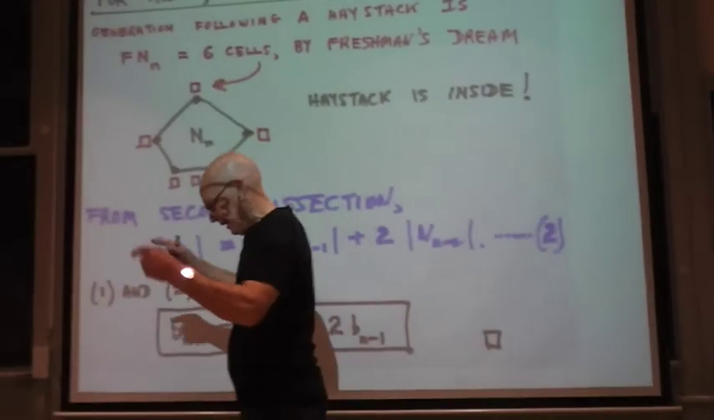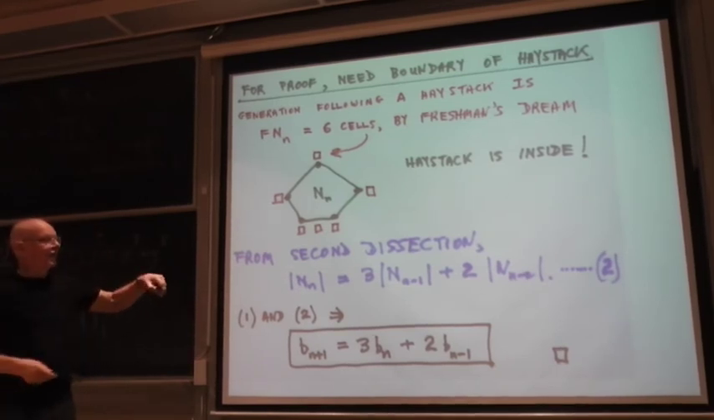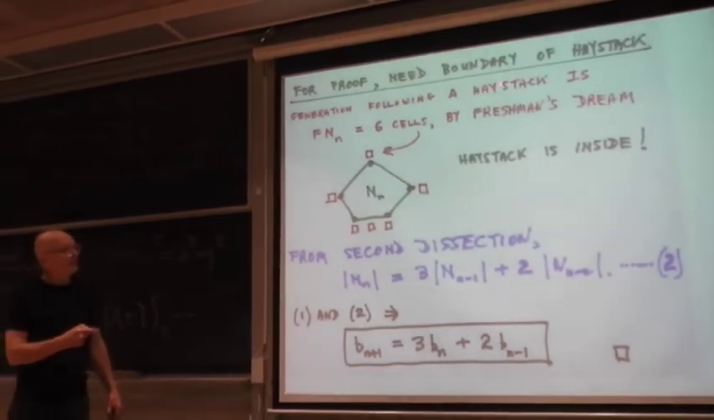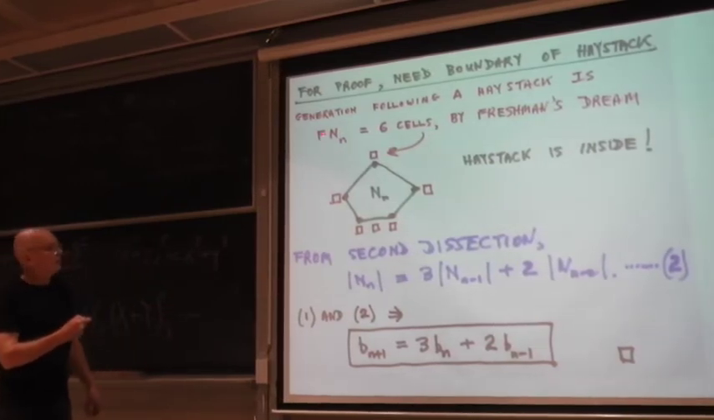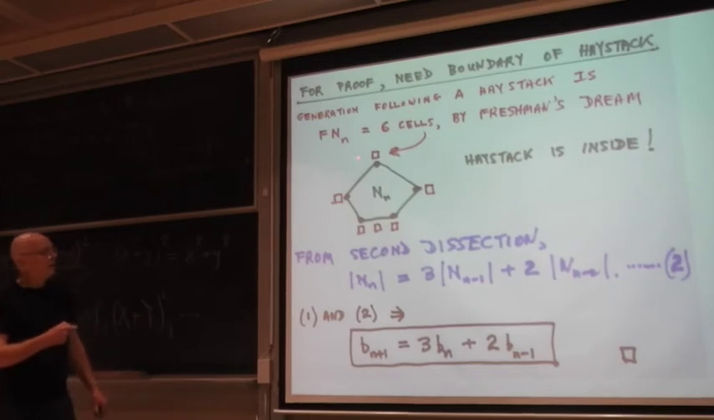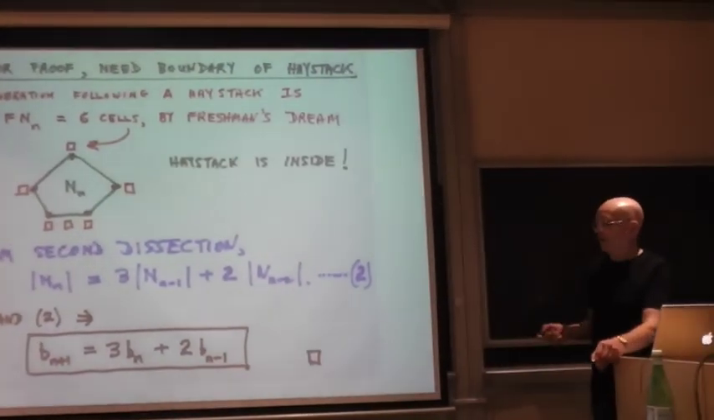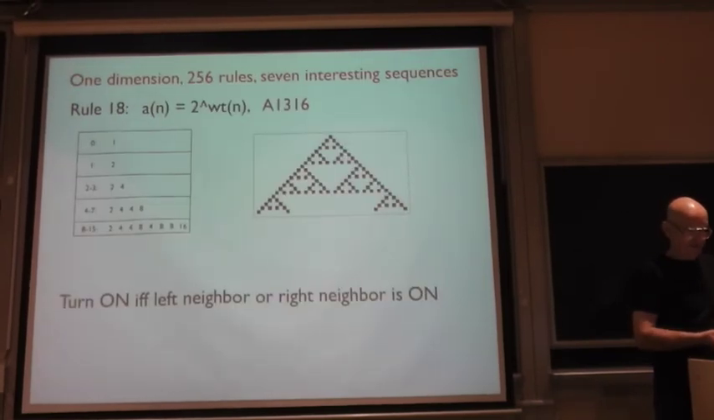One nice thing about, I have to bound the haystack. I have to show that there are no cells outside a certain pentagon of the haystack. And the way that works is you look at the next generation after the haystack. The haystack is a certain configuration of cells. Look at what it goes to under the rule, which is to say multiply it by the neighborhood, f. And again, the freshman's dream tells you that the generation after a haystack just has 6 non-zero cells. So the haystack itself is in the interior of that. So that proves that the second dissection is correct, and you put the 2 pieces together and you get the recurrence. So that worked.